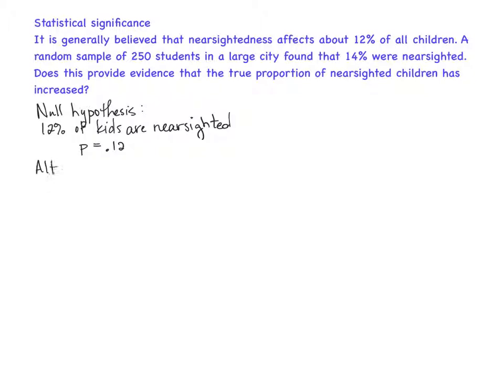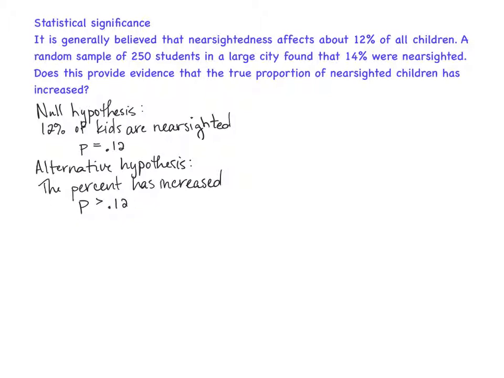Our alternative hypothesis is based on our sample that we see, and that's that 14%, and we're not saying that it's 14%, we're just saying that we think it's increased. So the percent has increased. So we think that the true proportion, P, has become greater than 0.12. We don't make a guess as to what it really is. We're just saying it's bigger.